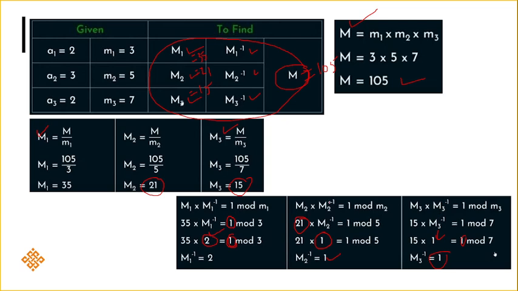So we assume any value for the inverse. Once you multiply that inverse value with the M value and do the mod operation with the respective modulus, you should get the remainder 1. Such a value we need to assume. In this way you get M1 inverse, M2 inverse and M3 inverse. Here M1 inverse is 2, M2 inverse is 1 and M3 inverse is 1. So now we got all the values.